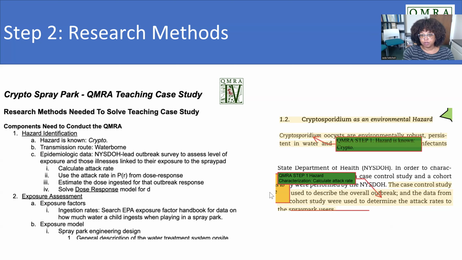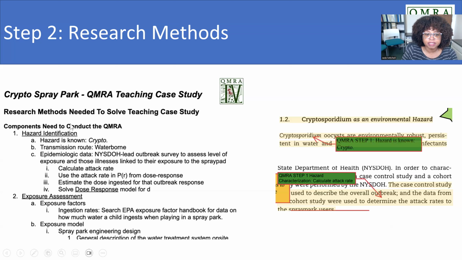So if you look at the annotations on the right of this slide, from the paper, you can see that, again, the hazard is known, that there is outbreak data, which would allow us to calculate an attack rate. An attack rate is often used as an initial point estimate of risk, which we can then go backwards from to determine the exposure dose causing that risk within certain scenarios.